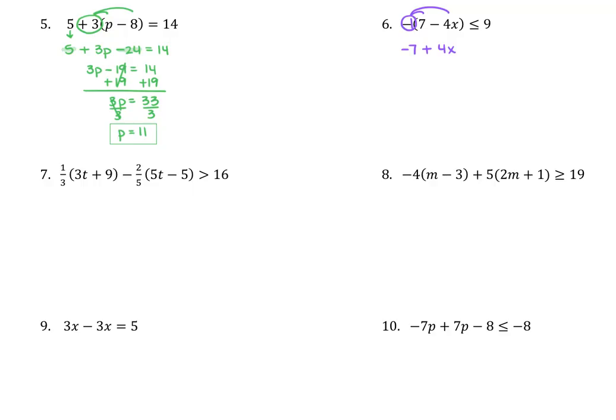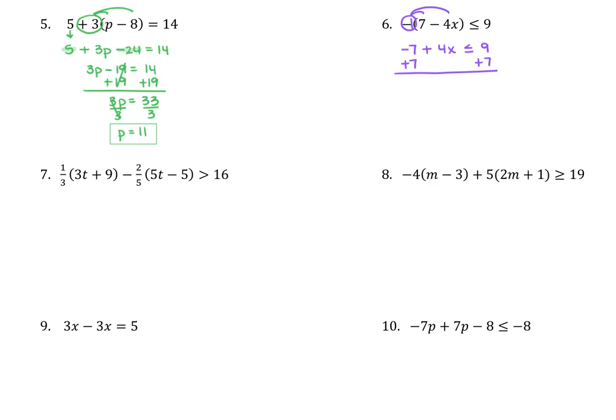Nothing else I can simplify there. On the right-hand side, nothing I can simplify, so I drop it down. Now I'm ready to start moving. I'm going to undo the -7 first by adding 7 to both sides. Remember, I'm never going to look at the sign behind it. This plus sign belongs to the 4x, not the 7.